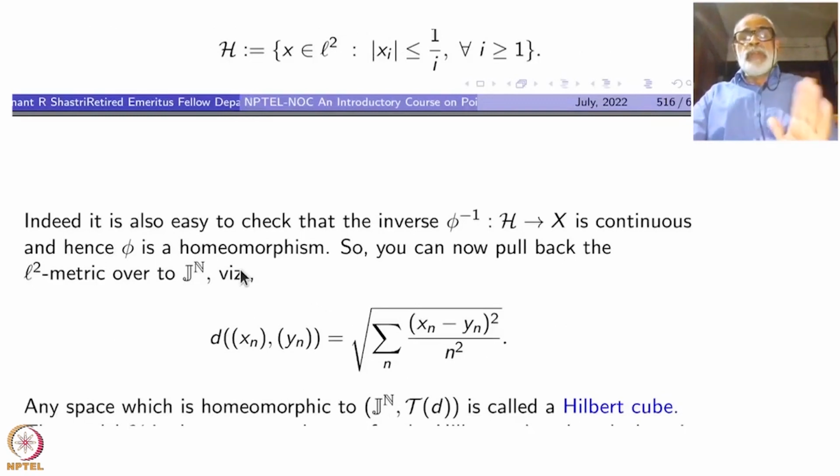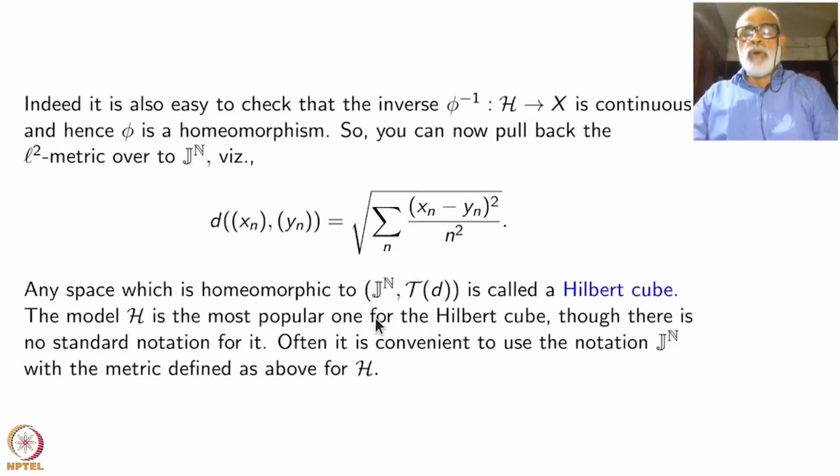So now without reference to H all the time, we can just write down the metric which is induced by this phi on X itself, namely given any points x and y inside capital X, the distance between x and y can be defined to be: just take xn minus yn, take the squares, divide by n square, take the sum, and then take the square root. So this is the metric. I don't want to write the norm here because X is not a vector space.